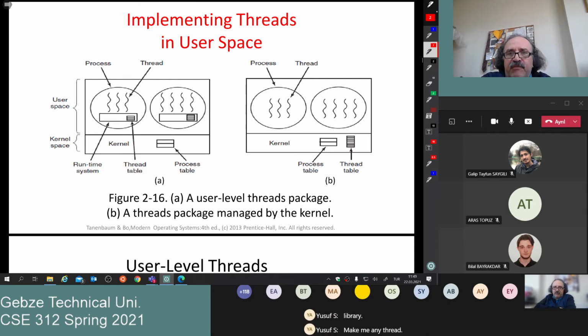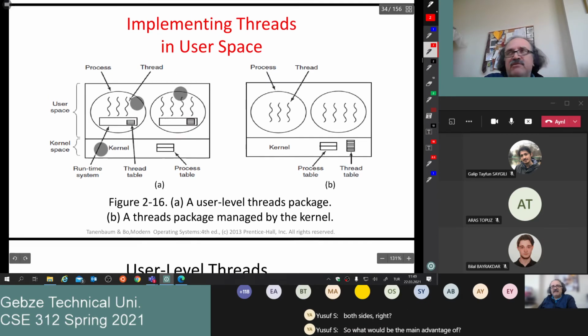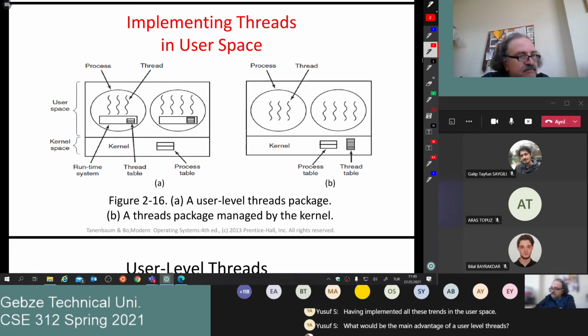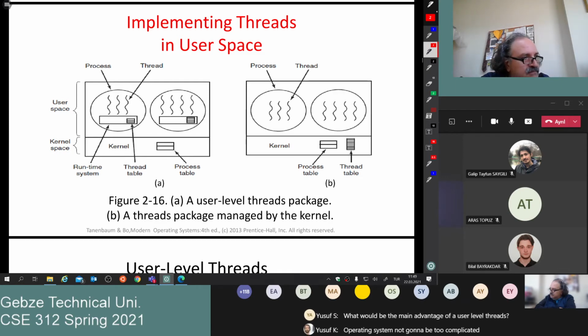Obviously there are advantages and disadvantages of both sides, right? What would be the main advantage of having all these threads implemented in user space? What would be the main advantage of user level threads? Operating system not going to be too complicated. Yeah, a lighter operating system maybe, but it is not the biggest advantage. What else? More meaningful thread switches. What do you mean?